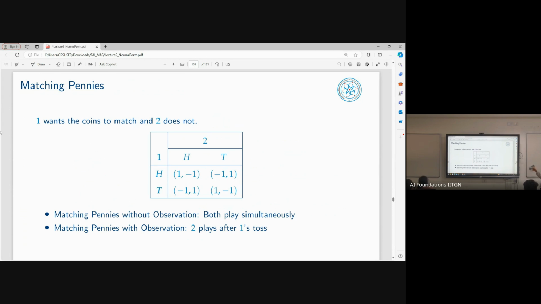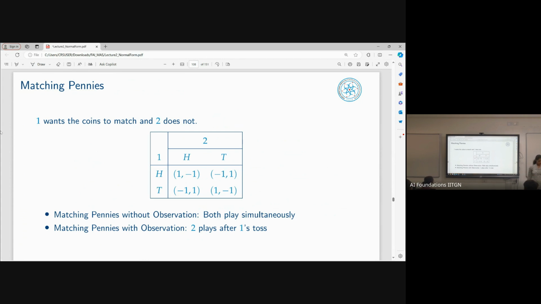So there are 2 variants of it. One is matching pennies without observation, when both play simultaneously, and there is the other variation where there is an observation, so two tosses after one's toss. Now, for both of these games, we can create an extensive form representation.